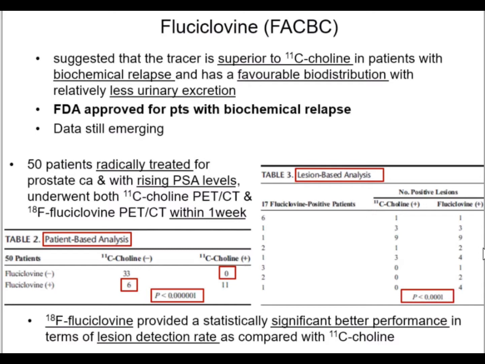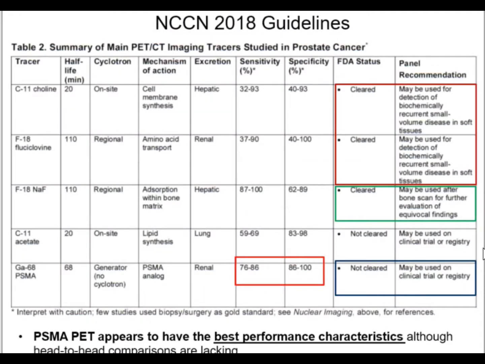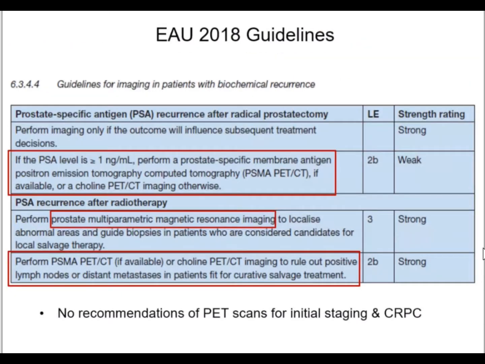Now, this is a summary with NCCN guidelines showing that, regarding FDA status, the only ones not cleared are PSMA and the new C11 acetate. Basically, the rest have been cleared. But if you look at the sensitivity and specificity percentages, PSMA PET seems to have the best performance characteristics compared to all, although head-to-head comparisons are lacking.